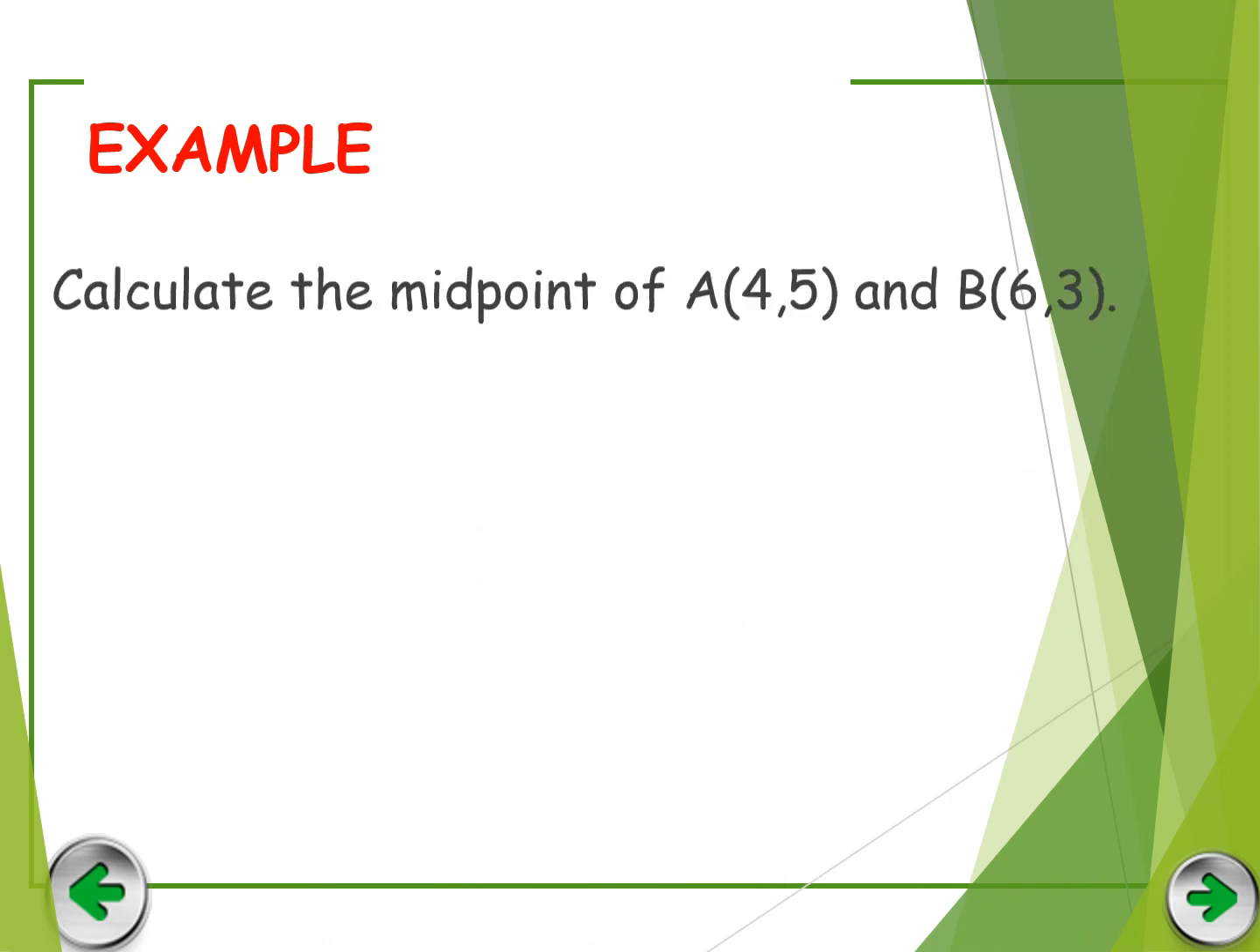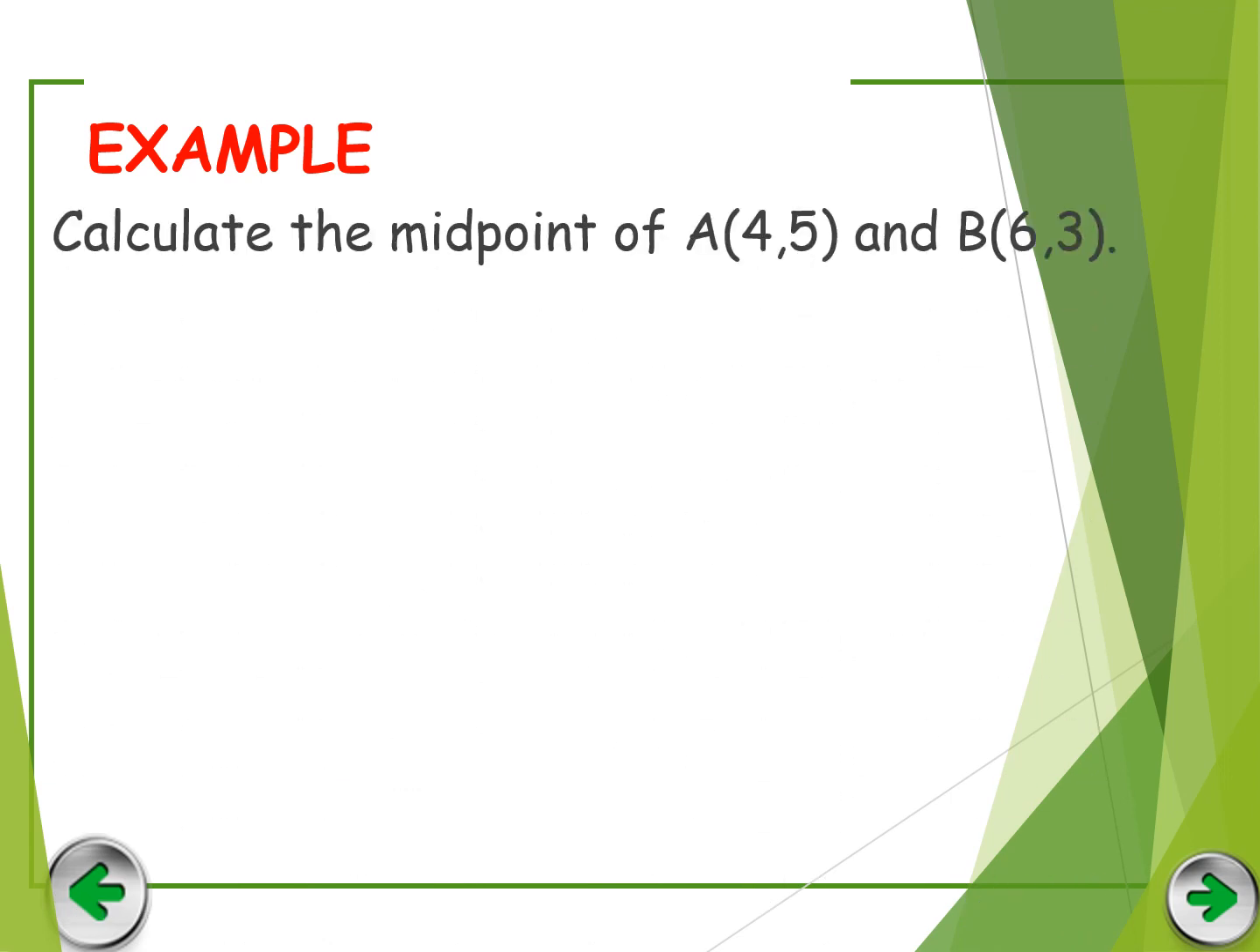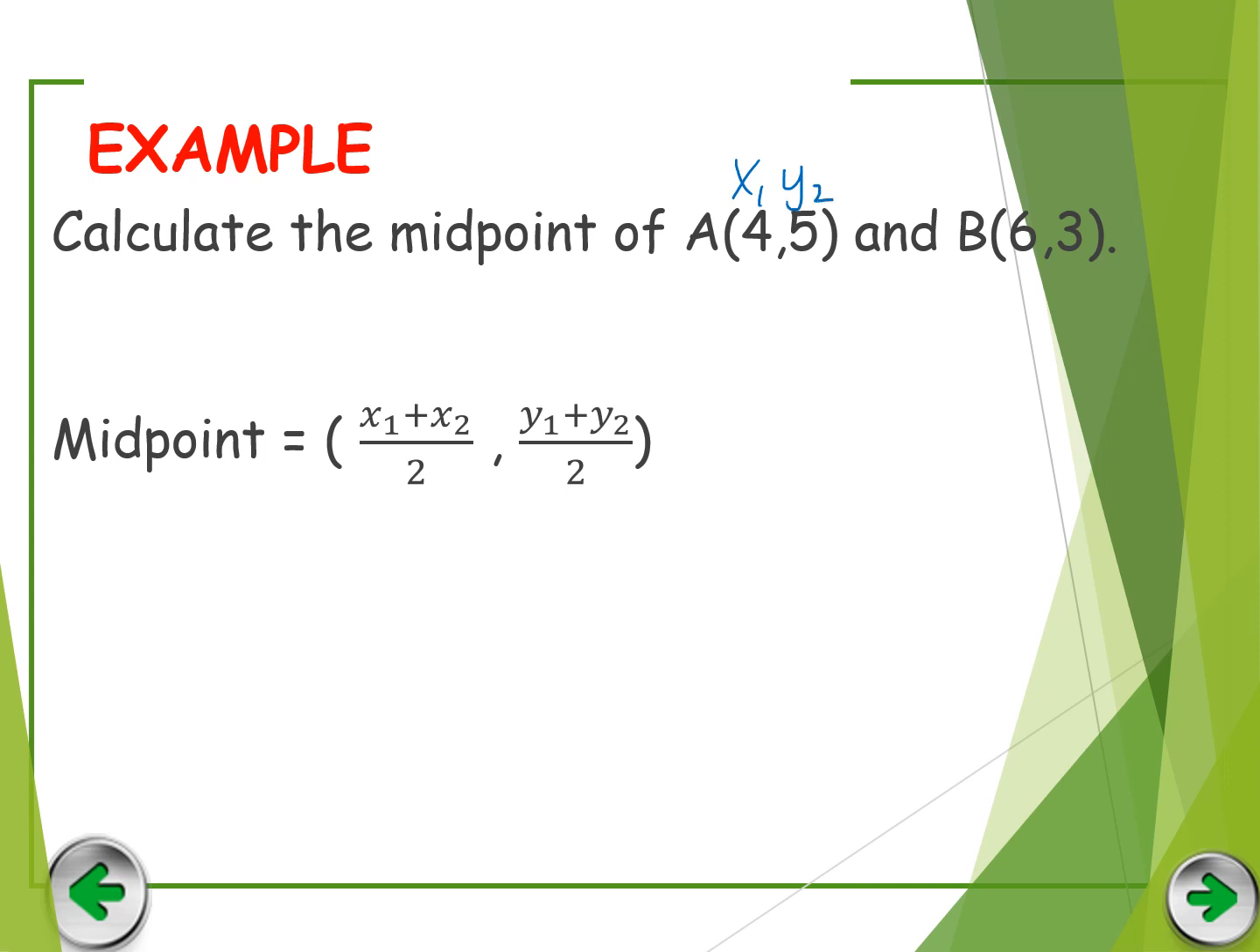Example, here we have: calculate the midpoint of A (4, 5) and B (6, 3). So what we're going to do is label these two points first. So my A, this will be x1, this is y1. Then B, we will have x2, y2.